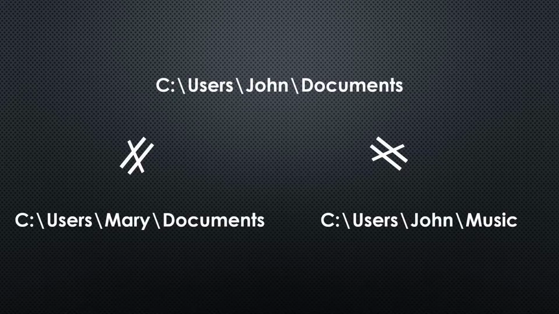The first one on the left-hand side also selects the documents folder, but this time related to a different user named Mary. The second example on the right-hand side takes the same user John, but this time selects a different folder containing music. I hope this has proven easy to understand so far.